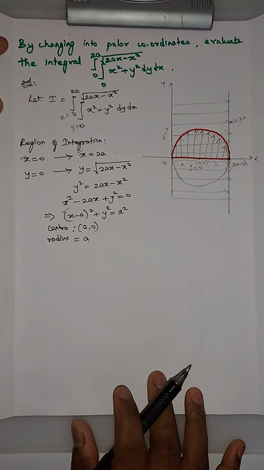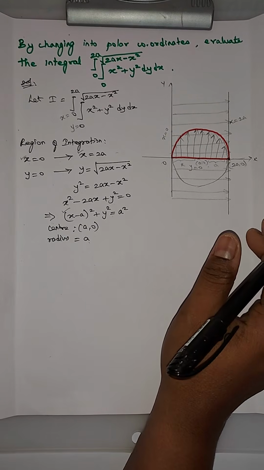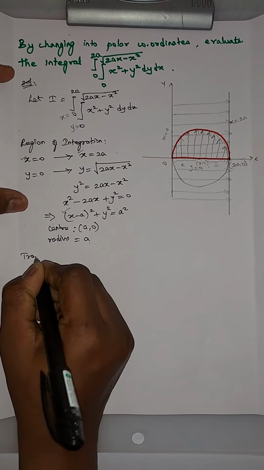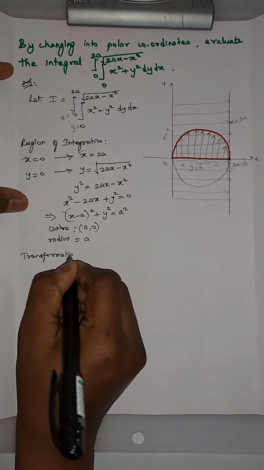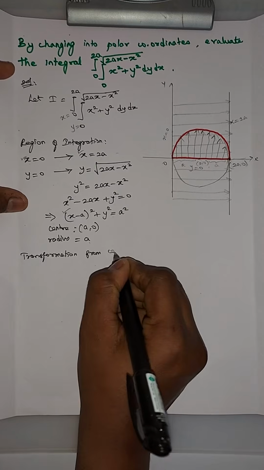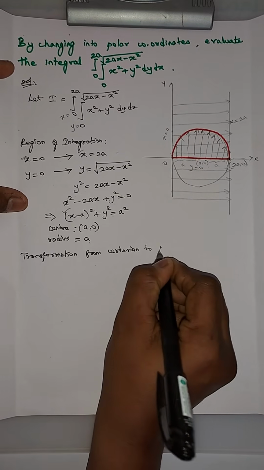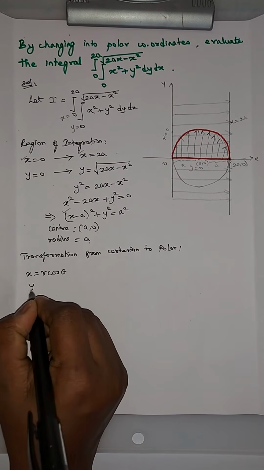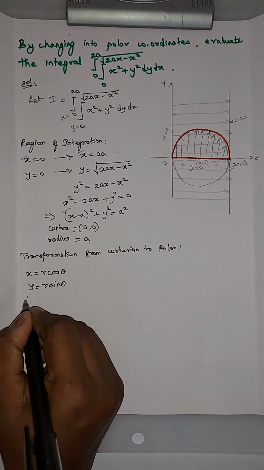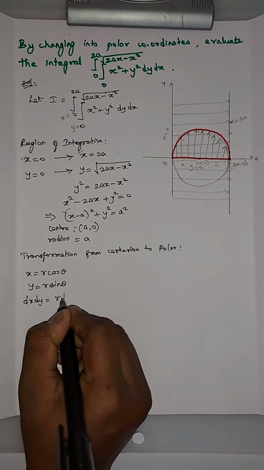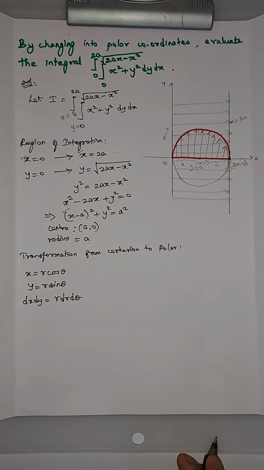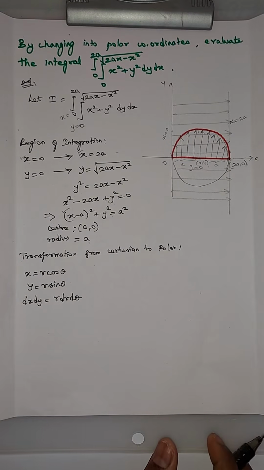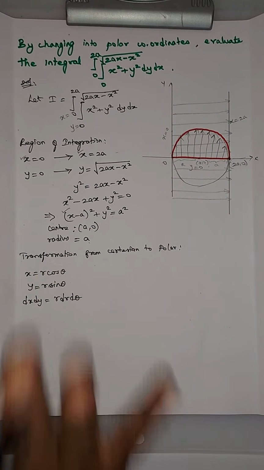Now in the case of polar, the transformation from Cartesian to polar is given by x is equal to r cos theta, y is equal to r sin theta, dx dy is given by r dr d theta. This is the transformation from Cartesian to polar. Right, the transformation we have written.